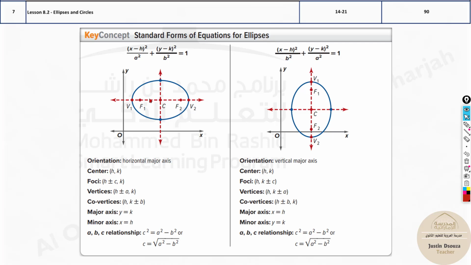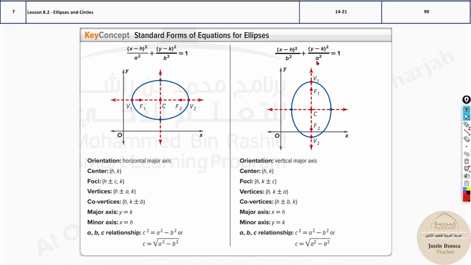And the x-axis is the major axis, that is denoted by a square, whereas the minor axis is by b square. Here, it's the other way around. Since it's vertical, the y-axis is the major axis. You can see it's y minus k divided by the major axis square.